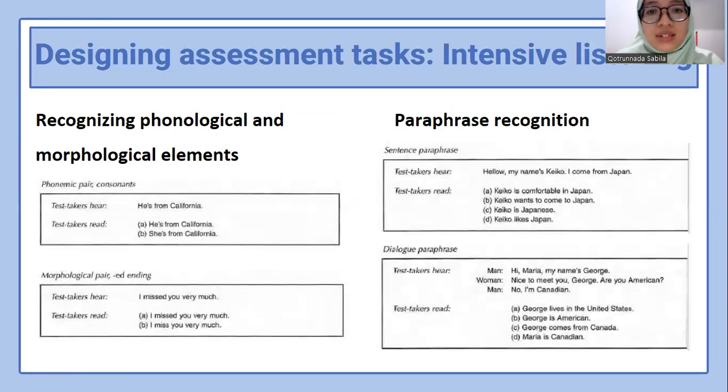And then designing assessment tasks: intensive listening. Here we have recognizing phonological and morphological elements. A typical form of intensive listening at this level is the assessment of recognition of phonological and morphological elements of language. In the example you can see here, the phonemic pair of consonants and also the morphological pair, the ED ending. And then here we have paraphrase recognition. The next step up on the scale of listening comprehension micro skills is words, phrases, and sentences. Here we have examples of sentence paraphrase and also dialogue paraphrase.